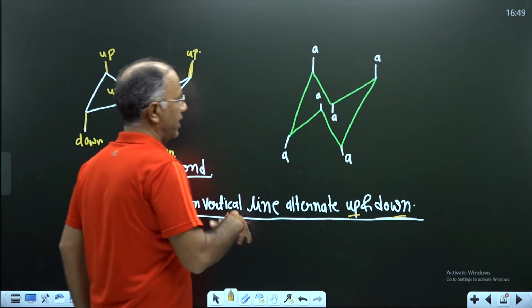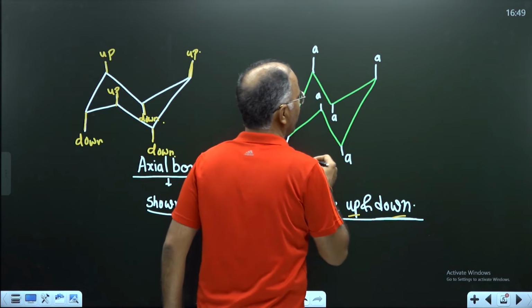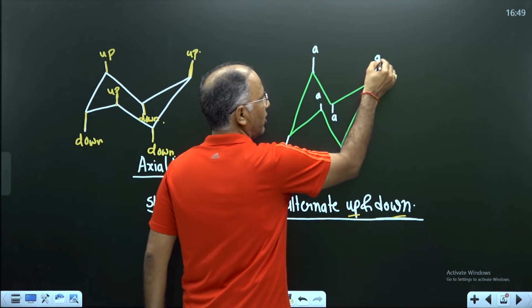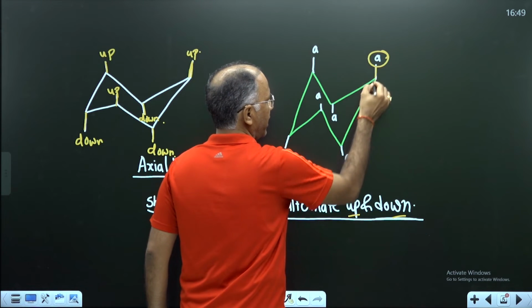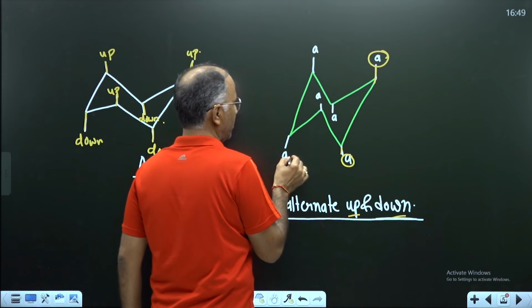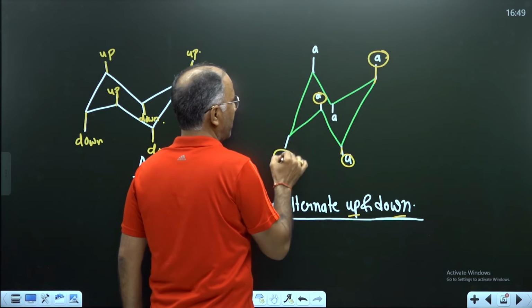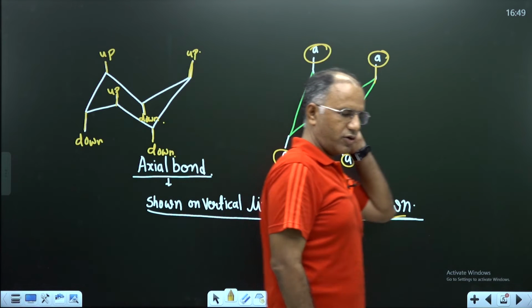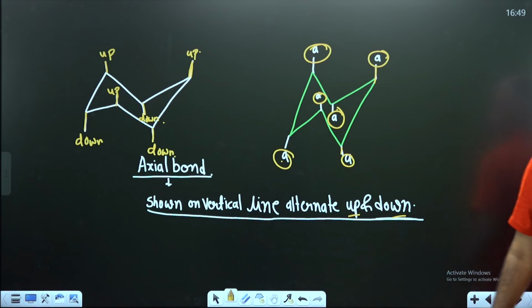Now let me explain again. This is our chair form. Now after drawing chair form, we have to draw axial bond. First is up, axial down, up, down, up, down. Now draw chair form in your notes and write that axial bond is shown on vertical line and alternates up and down.